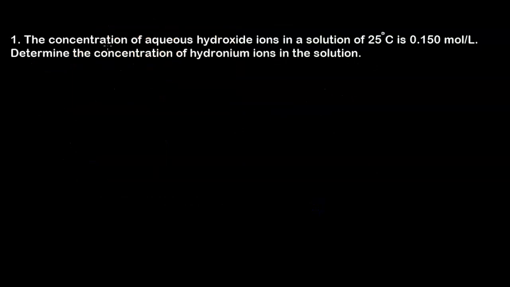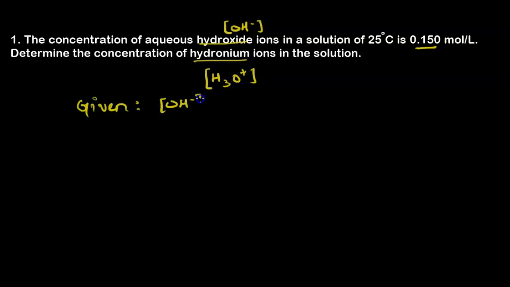Let's say we're given the concentration of aqueous hydroxide ions in a solution at 25 degrees Celsius to be this, and we're supposed to find the concentration of hydronium ions. Always remember, hydroxide ions are nothing but OH negative ions, and hydronium ions are H3O positive ions. Therefore, we are given hydroxide ion concentration to be 0.150 moles per liter, and we are required to find the concentration of H3O positive ion.